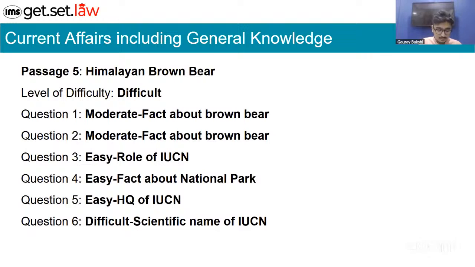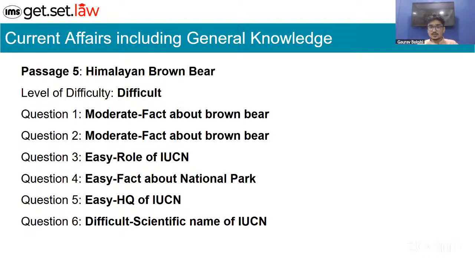With regards, let's go again through the passages. Passage 1 to 3: Sustainable Development Report, Axiom Mission 4, and Iran-Israel conflict. These three passages are on the easier side, easy to moderate. There are 18 questions in the first three passages, and if one got around 15 to 16 right out of these 18, that was doable. So let's say 15 to 16 you got in passage 1 to 3.